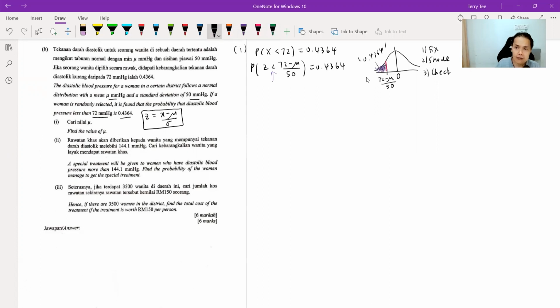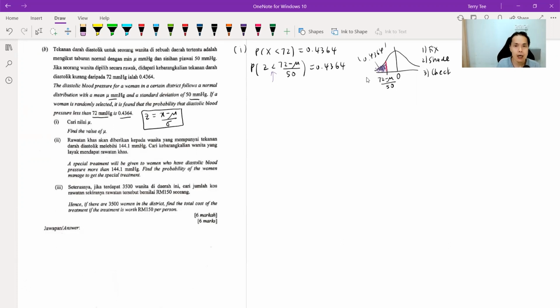You see, this area is less than half, and your probability is also less than half, so it makes sense. If let's say your probability is 0.63, then your diagram is wrong. Your 72 minus mu over sigma is not going to be on the left, it's going to be on the right. Because when it's on the right, the area is more than half. It matches the probability that we are given. So be careful. You need to fix the position, shade the region, and check whether it makes sense.